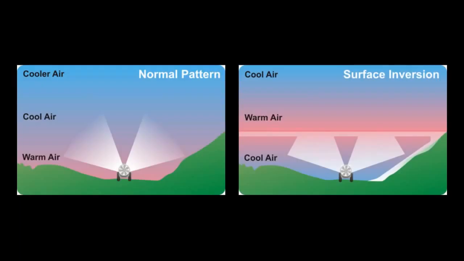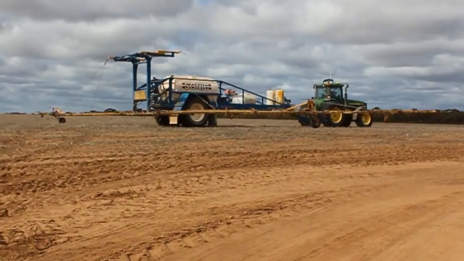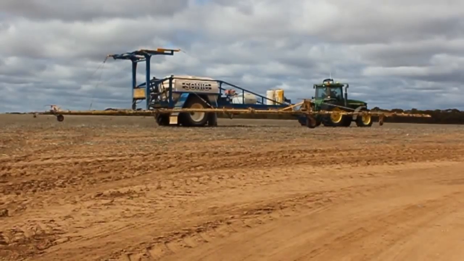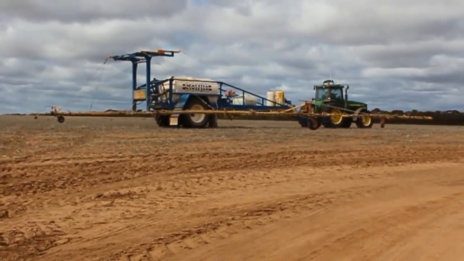From what I've seen, inversion layers occur in the mid-north of South Australia on an average of 5 out of 7 evenings, nights and mornings during the summer months. Just about every day we could say we're going to get an inversion layer, unless of course there's a continuous breeze over 11 kilometres an hour or full cloud cover.